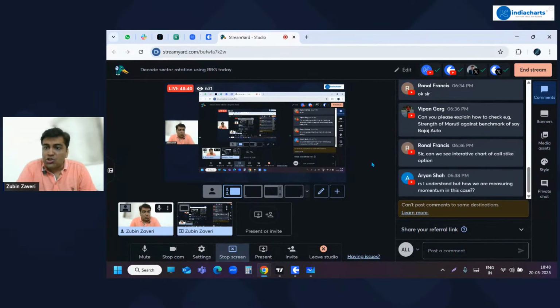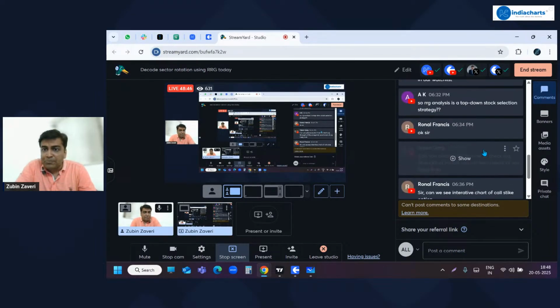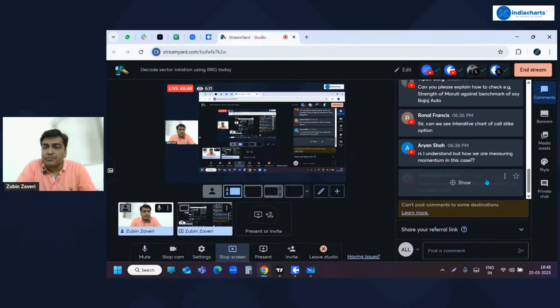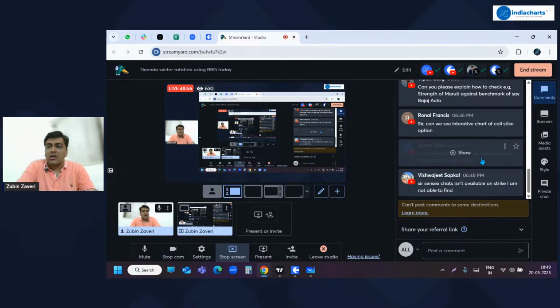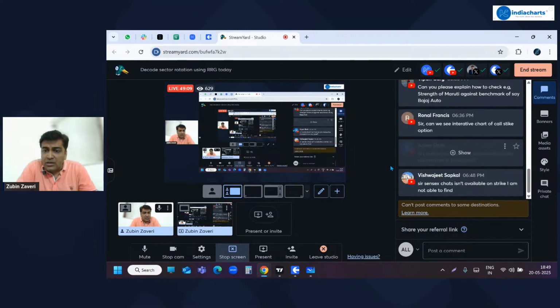Okay, how to check strength of Maruti with Bajaj Auto? Okay, we'll look at it, Vipan. Currently, Ronald, call option charts are not available on Strike. Okay, as I understand, but how are we measuring momentum in this case? In which case, Aryan?